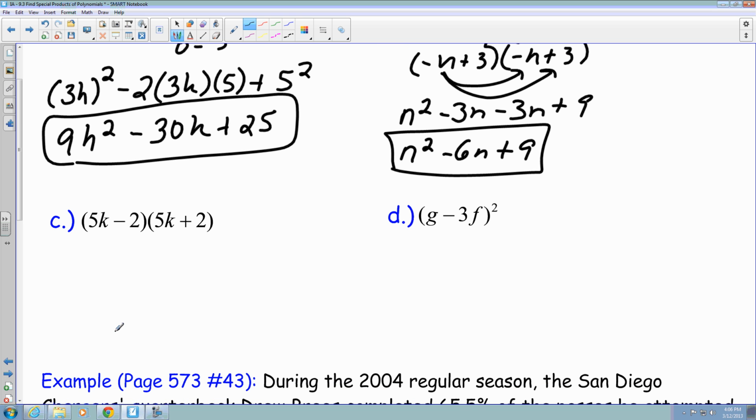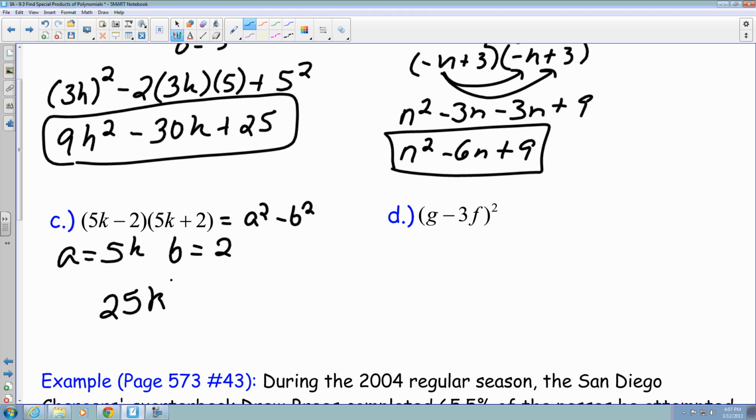This one is the sum and difference formula. So that means this one ends up equaling a squared minus b squared. Well, a equals 5k and b equals 2. So then I can write this as 25k squared minus 4.